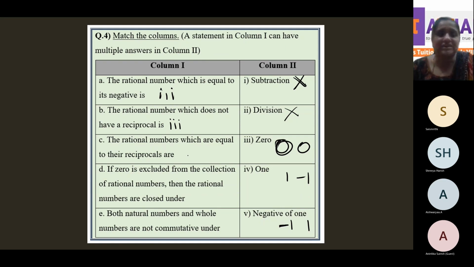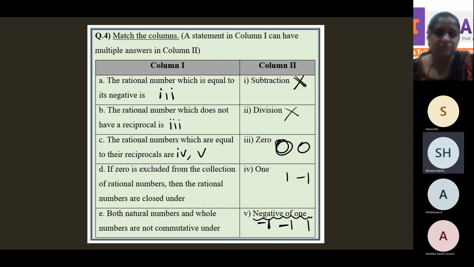The rational numbers which are equal to their reciprocals. 1 and the negative of 1. The negative of 1 meaning -1. So the rational numbers which are equal to their own reciprocals are 1 and -1. So the fifth option also. Yes, 1 and -1 are their own reciprocals.